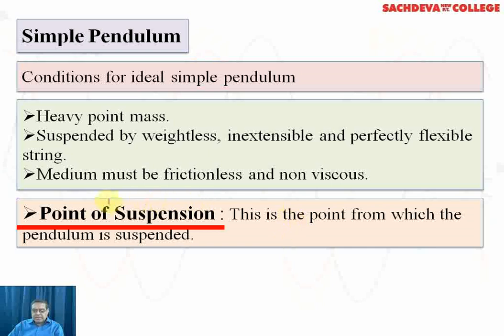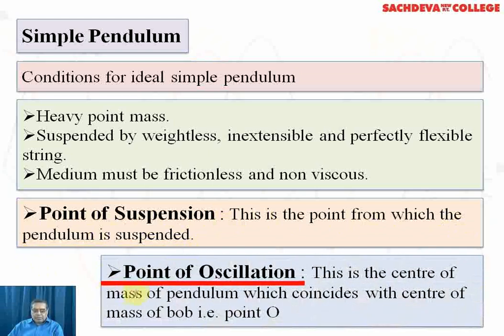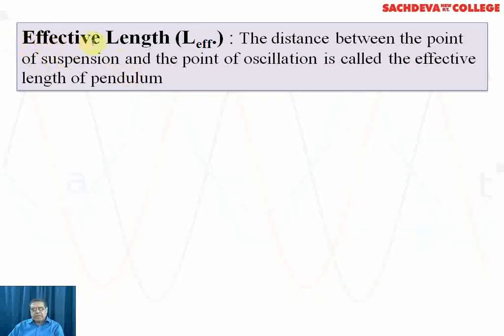Now, the point of suspension: one end of the string is fixed to a rigid support and the other end is connected to the pendulum bob, so the point of suspension is the point from which the pendulum is suspended. The point of oscillation is the center of mass of the pendulum, which coincides with the center of mass of the bob, point O. This will be clearer in the figure. Then the effective length is the distance from the point of suspension to the center of the pendulum bob, that is, between the point of suspension and the point of oscillation. The point of oscillation is basically the mean position. When the bob is in the mean position, we apply some force and it begins to move towards the extreme position.